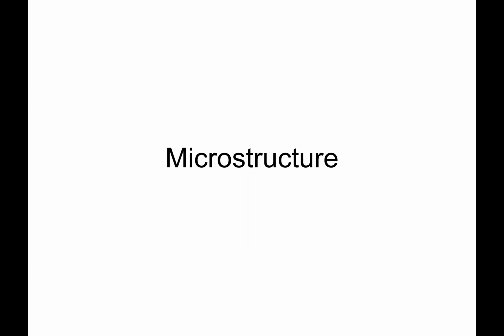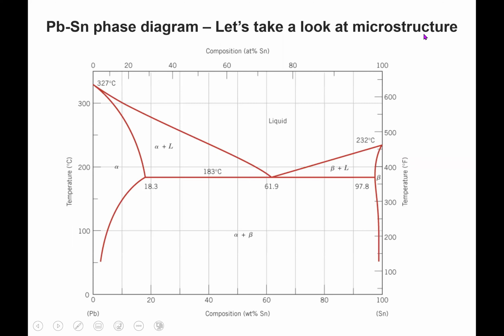All right, welcome back. Let's get started and take a look at the microstructure that forms in the eutectic system in various compositions. We're going to take a look at that lead-tin phase diagram again, and look at various overall compositions and what it looks like when we cool from the melt.